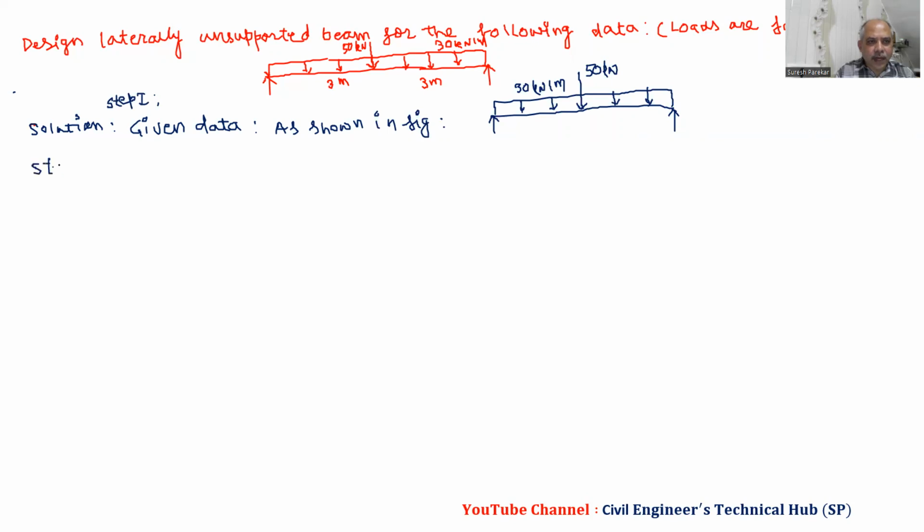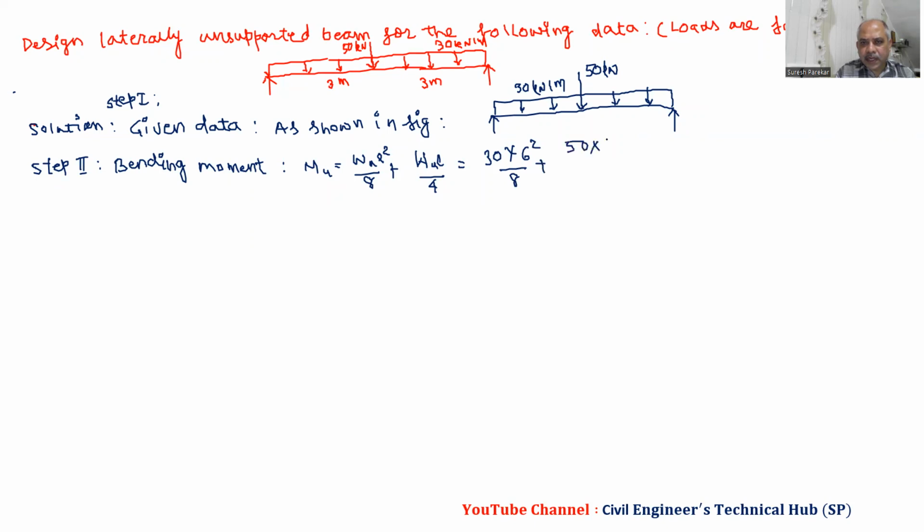Step 2, we have bending moment. We have Mu is equal to WL square by 8 plus WL by 4. So we have 30 into 6 square by 8 plus 50 into 6 by 4, and this value comes to 210 kilonewton meter. Then we have step 3.